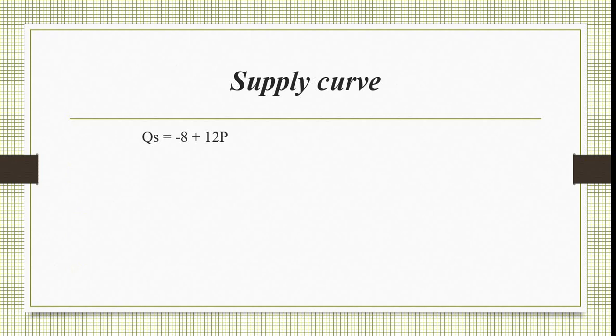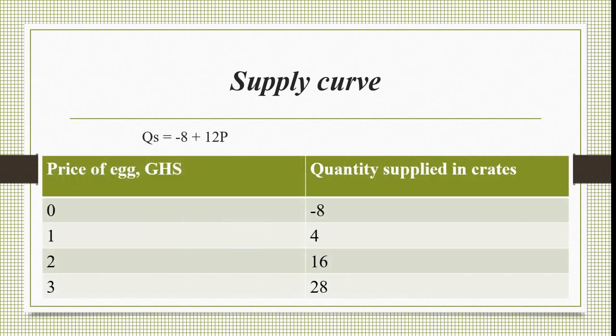Now look at the supply curve. So given this supply equation, QS equals negative 8 plus 12P, we want to put in some prices, that is different prices, as we did for demand. This table shows the price of eggs. So the quantity supplied increases.